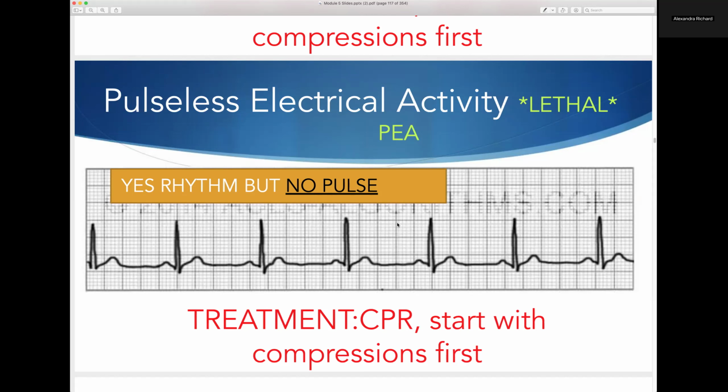So for VTAC, you want to check for a pulse. For VTAC, if they have a pulse, you give amiodarone. If they do not have a pulse, that's pulseless VTAC, you defibrillate. Ventricular fibrillation, you defibrillate. Asystole, you do CPR. Pulseless electrical activity, you do CPR. Everyone okay?